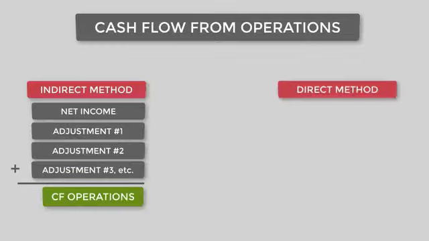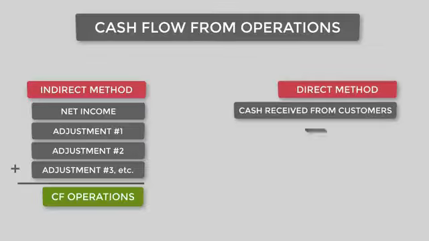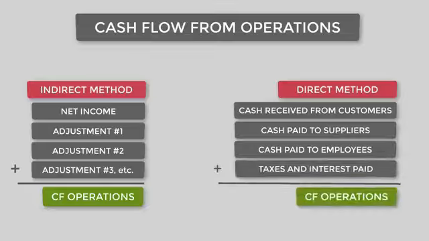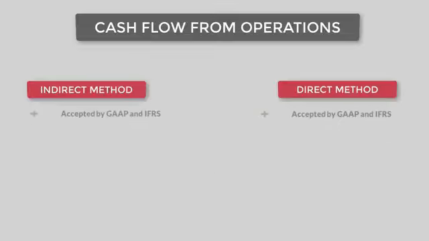The other one is the direct method, which doesn't start with the net income, but instead lists different types of transactions that produce cash amounts received and paid. For instance, it will have lines like cash received from customers, cash paid to suppliers, to employees, or interest and taxes paid. GAAP and IFRS allow both methods, and both will get you the same result.